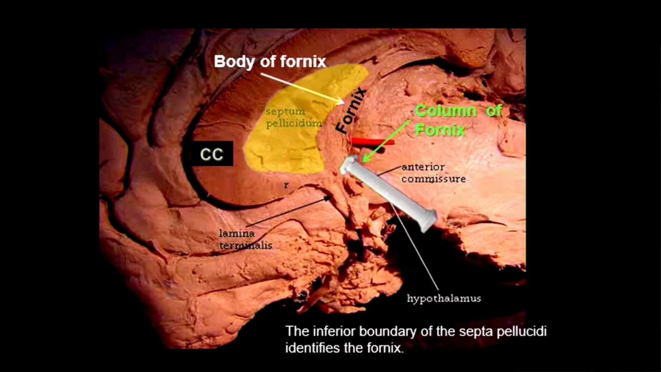And once we know the body of the fornix, we're able to identify where the column of the fornix will dive behind the anterior commissure. So the inferior boundary of the septae pellucidi identifies the fornix. These structures are quite complex in their curvatures as they curve upward, over, downward, and then backwards.